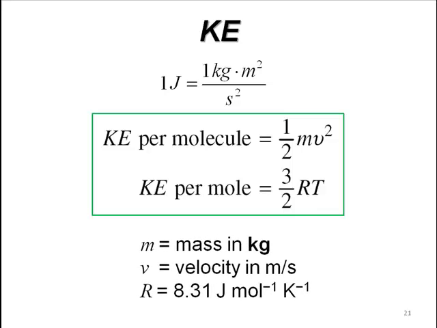So if the mass is in kilograms, the velocity is in meters per second, and R is 8.31 joules per mole per Kelvin. So these here are equations for kinetic energy of molecules. These we will need to be able to use and know how to use.